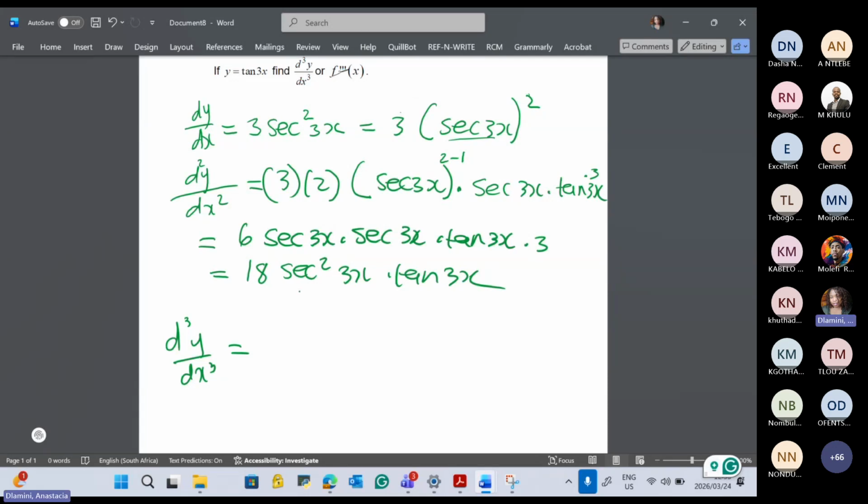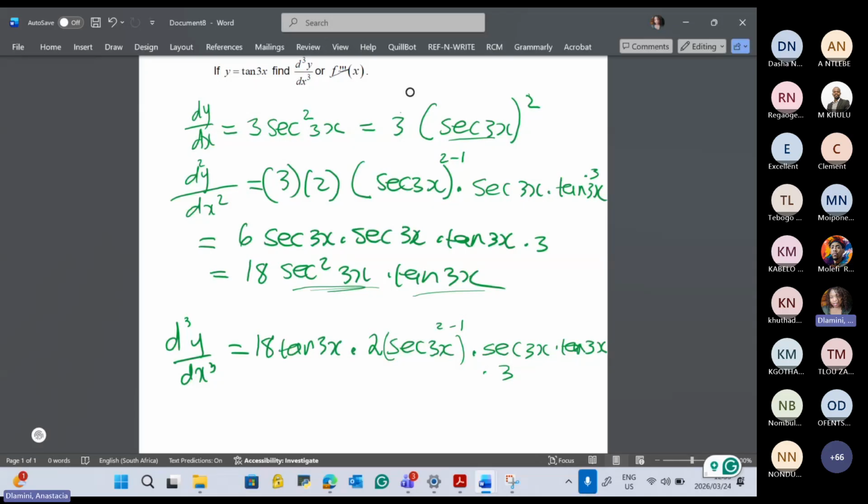So meaning we differentiate the first function, in this case sec squared 3x. So it becomes 18. Let's write tan 3x the way it is. Then let's differentiate this one. So this becomes what? 2 sec 3x to the power 2 minus 1, isn't it? Times sec 3x times tan 3x times 3. Do we agree? Yes. Thank you.